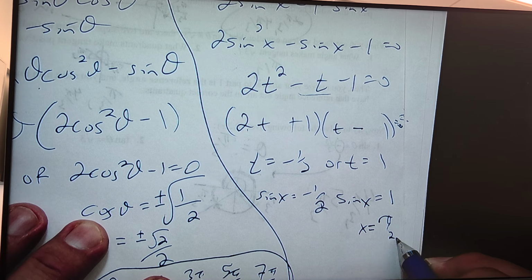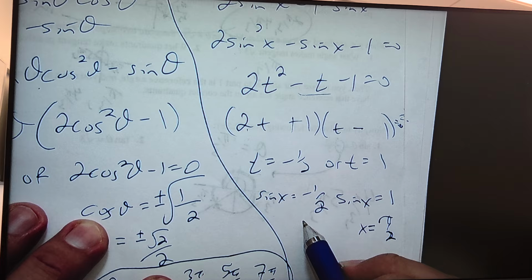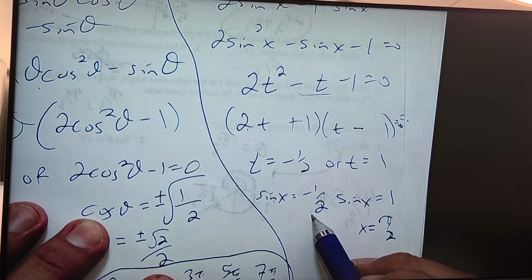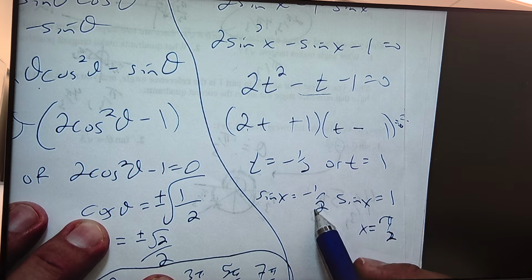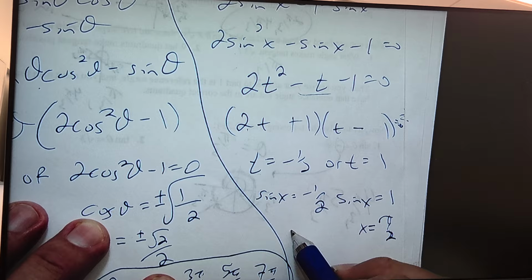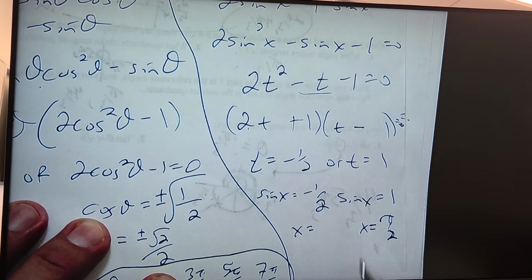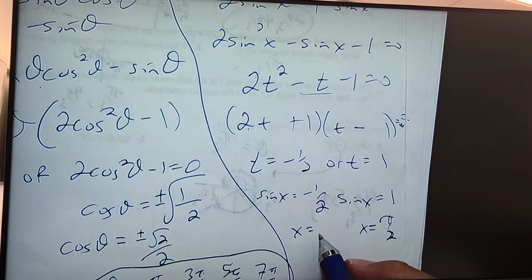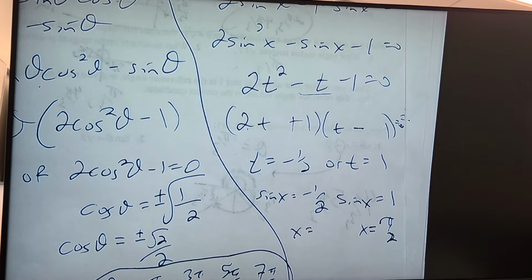Pi over 2. And what makes sine negative 1/2? What quadrants would I be in? Third and fourth. Nope. That would be negative 1. I want negative 1/2. So listen, I know it's going to have to be, what makes sine small? Pi over 6. So I know it's going to have to be related to pi over 6, but it's got to be in the third and fourth.